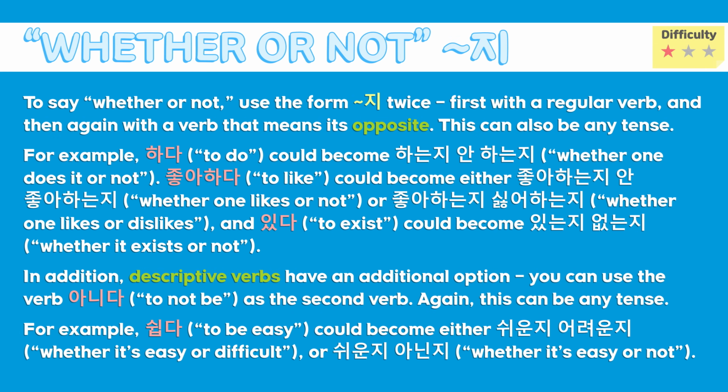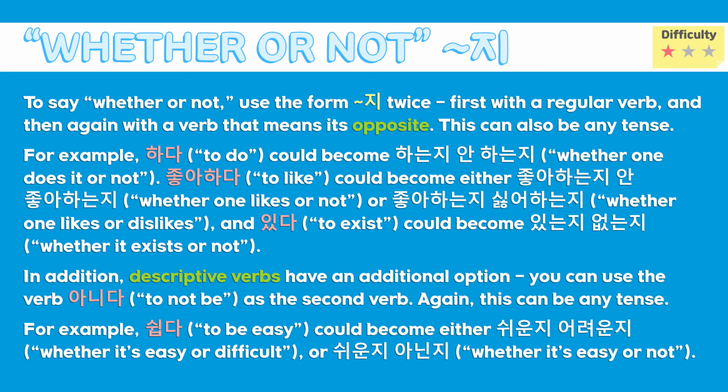To say whether or not, use the form 지 twice. First with a regular verb and then again with a verb that means its opposite. This can also be any tense. For example, 하다 could become 하는지, 안 하는지, whether one does it or not. 좋아하다, meaning to like, could become either 좋아하는지, 안 좋아하는지, meaning whether one likes it or not, or 좋아하는지, 싫어하는지, whether one likes or dislikes. And 있다, meaning to exist, could become 있는지, 없는지, whether it exists or not.